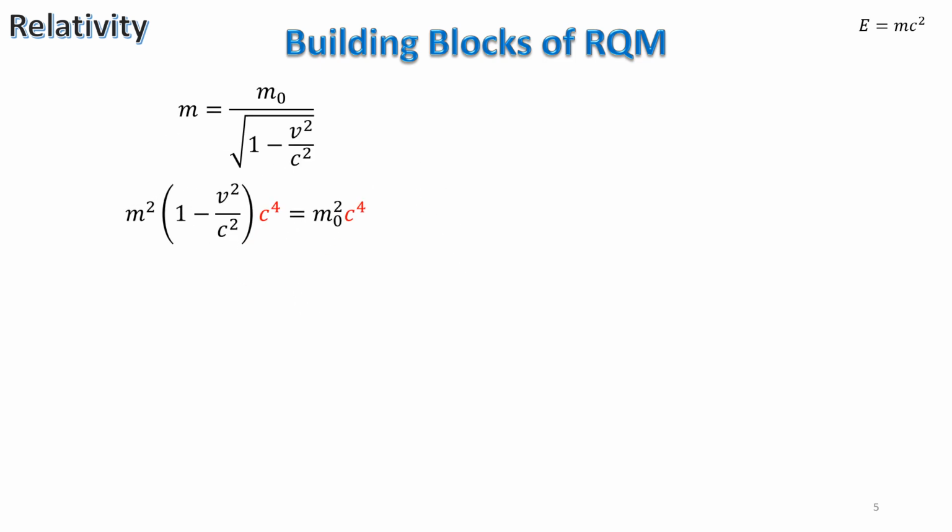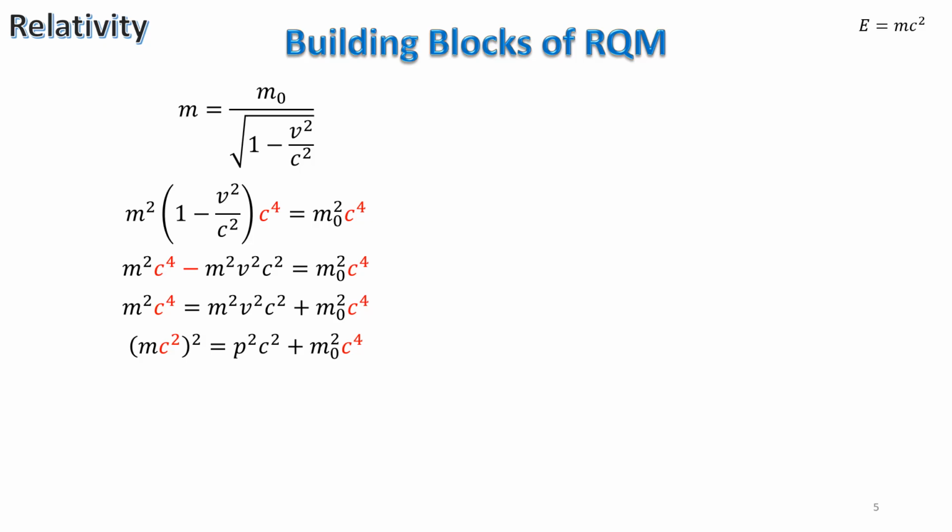Now we shall rearrange this equation and square it so that we can take it into a proper form. So finally we arrive at the equation (mc squared) squared is equal to p squared c squared plus m0 squared c to the power 4, where p is the relativistic momentum, m squared v squared. Now, using E equals mc squared, we can write E squared is equal to p squared c squared plus m0 squared c to the power 4. This can be written as E equal to the square root of the same quantity.